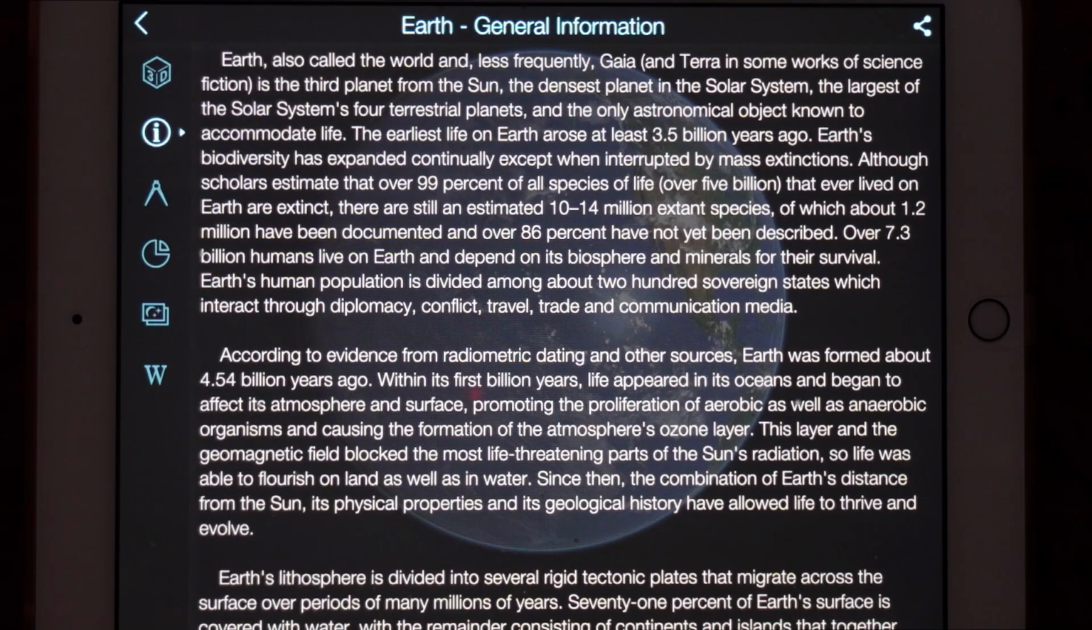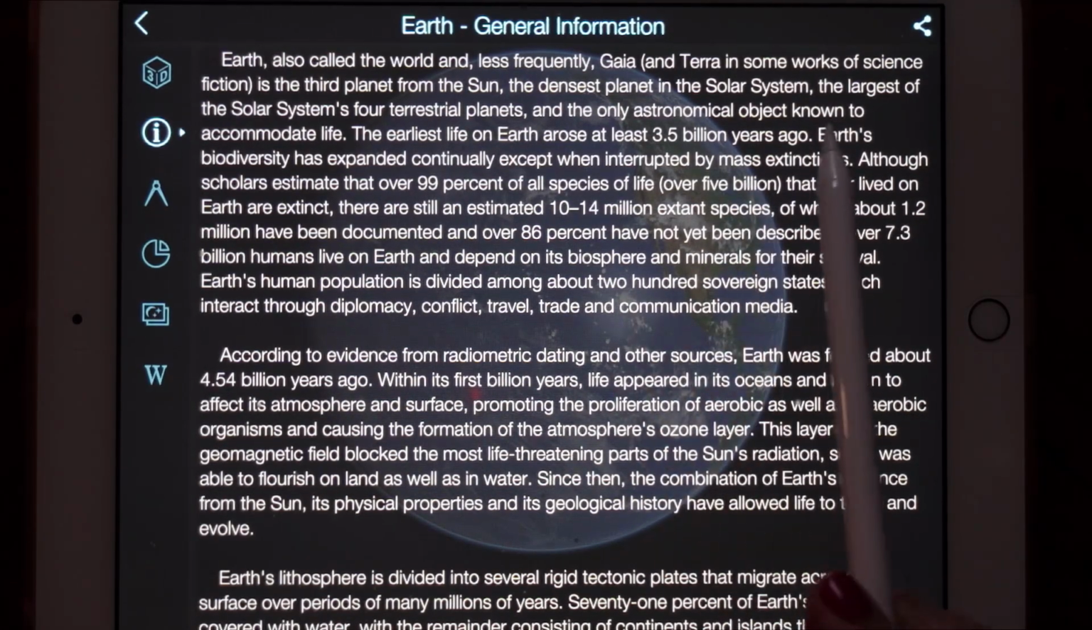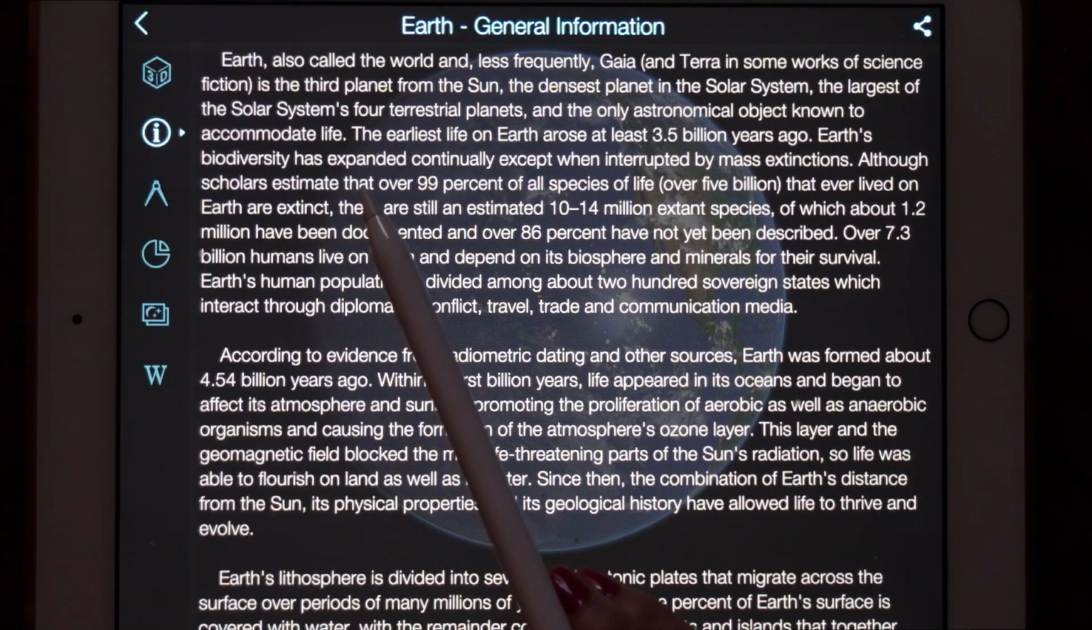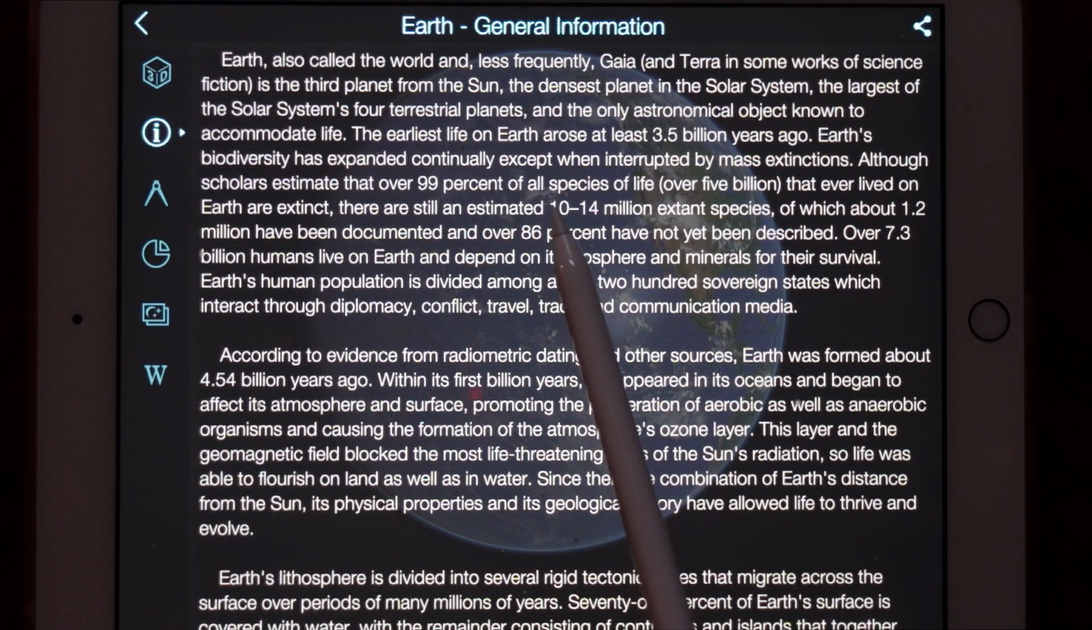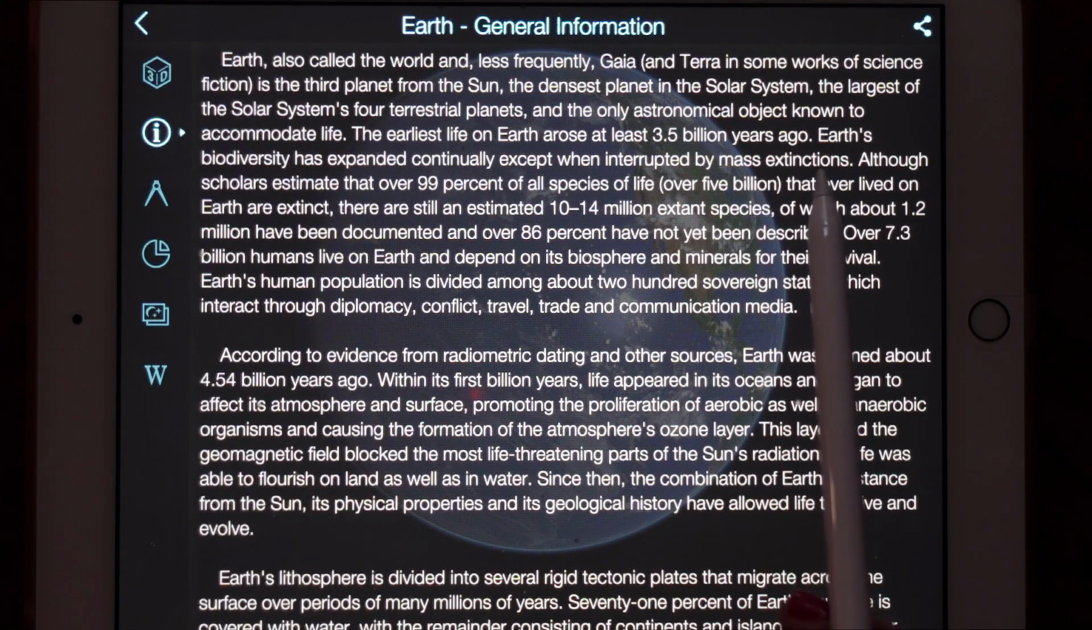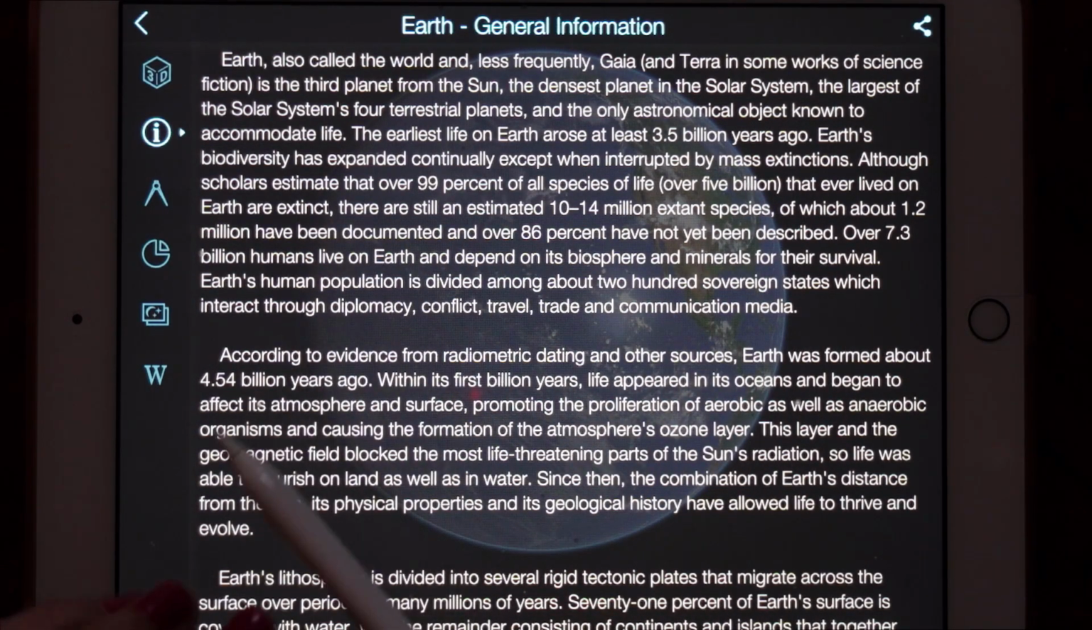General information about the Earth. Earth, also called the world, and less frequently Gaia and Terra in some works of science fiction, is the third planet from the Sun, the densest planet in the solar system, the largest of the solar system's 4 terrestrial planets, and the only astronomical object known to accommodate life. The earliest life on Earth arose at least 3.5 billion years ago.